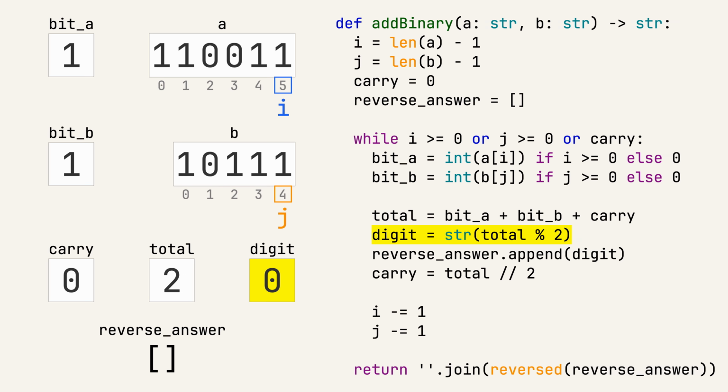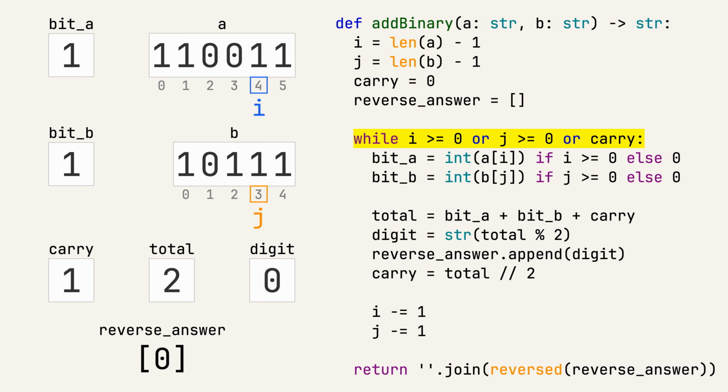2 mod 2 is 0 because 2 divided by 2 is 1 with 0 as a remainder. So the digit in the ones place is 0, and we'll also cast that back to a string, since our final answer also needs to be a string. And let's append 0 to the reverse answer list. Then we need to figure out the portion that's carried, and again, we'll do the same thing as the base 10 example, but floor divide by 2 instead. 2 floor divided by 2 is 1, so we'll be carrying over this 1 to the next place. Finally, let's decrement i and j and move on to the next digit in the 2's place.